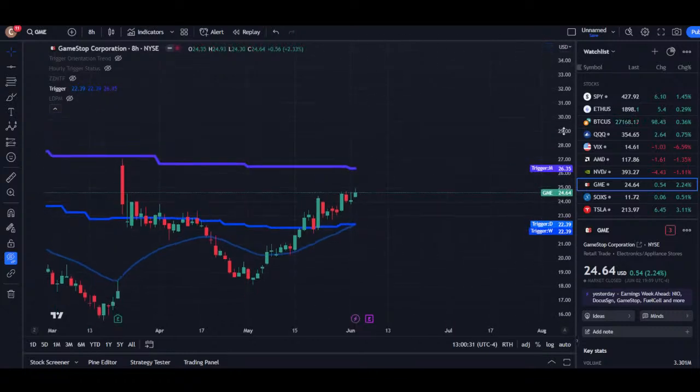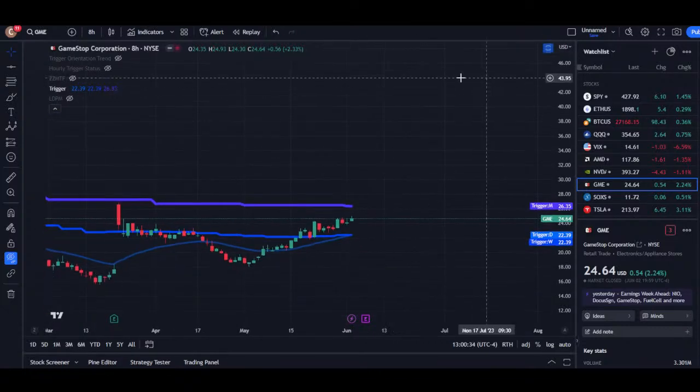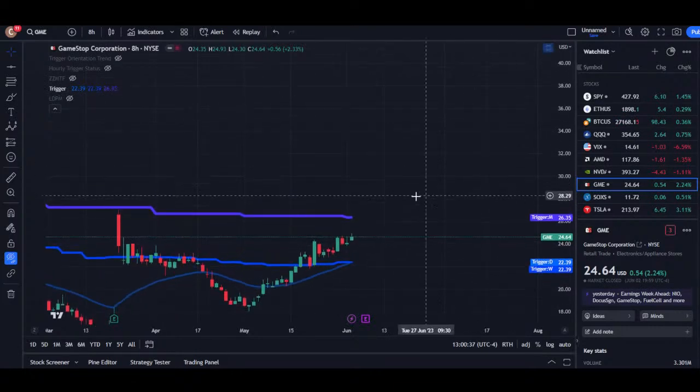If we're able to break above the monthly trigger, that's when I think price will move back to the $40 to $50 range.